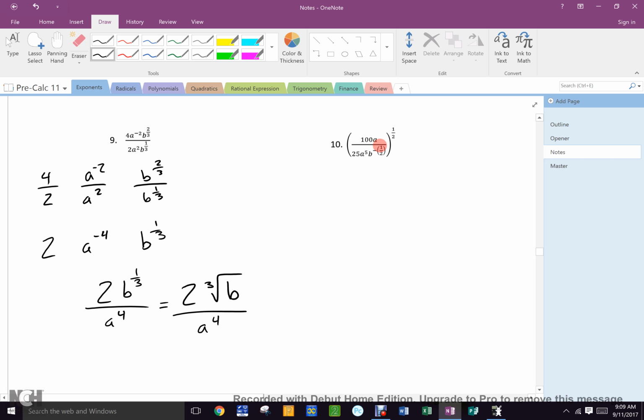Is there another thing somebody could do first? Does anybody have another approach? What did we do in number 6 and number 9? We split it up. Could we do that in here? Could I do 100 over 25, a over a to the 5th, and b over b to the negative 1/2? Could I do that? That would have been okay too, yes? All right, so everybody try number 10 on your own, because after that I'm shutting up.